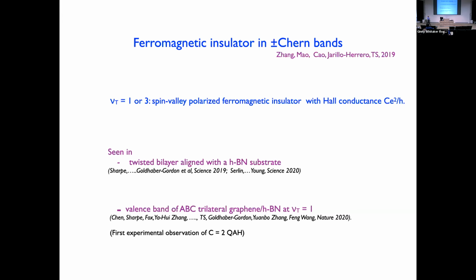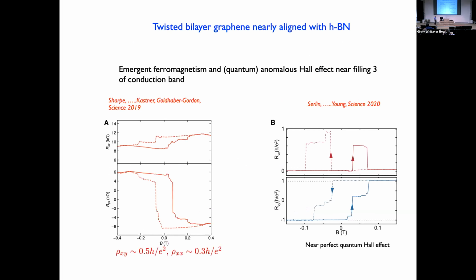And also data on ABC trilayer graphene, autocorrect, sorry, on HBN at nu t equals 1 sees Chern number 2 quantum anomalous Hall effect. And as far as I'm aware, I think this is the first experimental observation of a higher Chern number quantum anomalous Hall effect. So here's data on TBLG aligned with HBN.